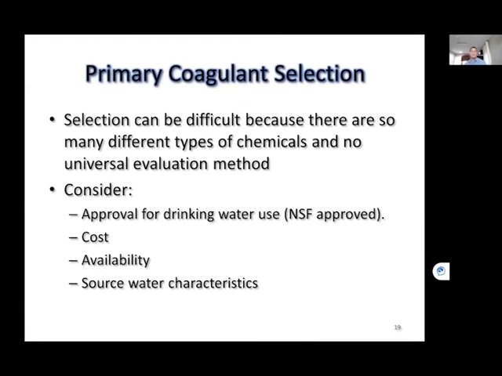Primary coagulant selection. Selection can be difficult because there are so many different types of chemicals and no universal evaluation method. Typically, the primary coagulant of a water treatment plant has historically been the same, and there isn't too much change to that primary coagulant. Aluminum sulfate is a very popular coagulant that is used on most surface water. But when choosing your coagulant, you need to consider the approval for drinking water use, if it is NSF approved. You're going to consider the cost, the availability, and of course your source water characteristics.